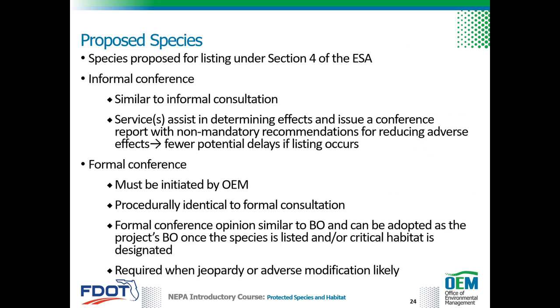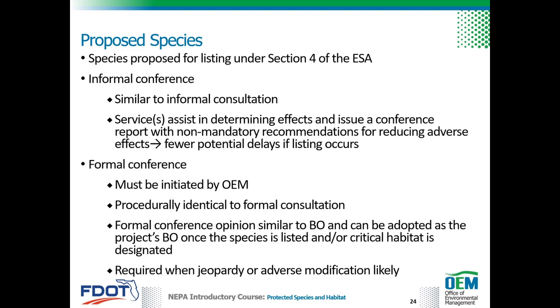Proposed species are those that are proposed in the Federal Register to be listed under Section 4 of the ESA, which outlines the processes for listing species, designating critical habitat, and developing recovery plans and monitoring systems. Species and critical habitat proposed for listing may require a conference with the services if agency action is likely to jeopardize the continued existence of such proposed species or result in the destruction or adverse modification of proposed critical habitat.